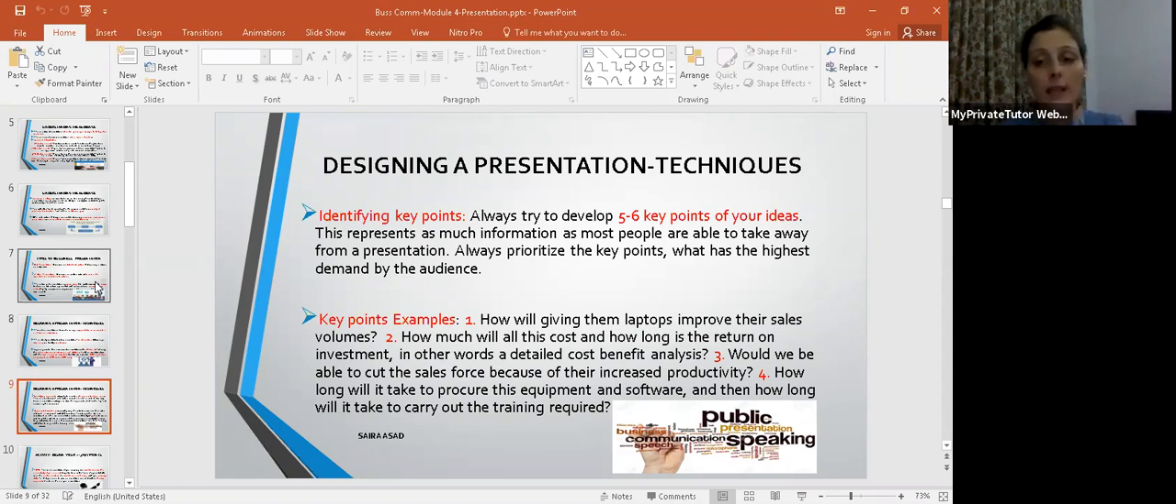Another point, would it be able to cut the sales force because of the increased production? How long will it take to procure this equipment and software, and how long will it take to carry out the training required? You can add, if you have 6 or 7 main things. If you're going to sell the things in the market, you should have at least 5 to 6 main points, and all the other things come in the body.